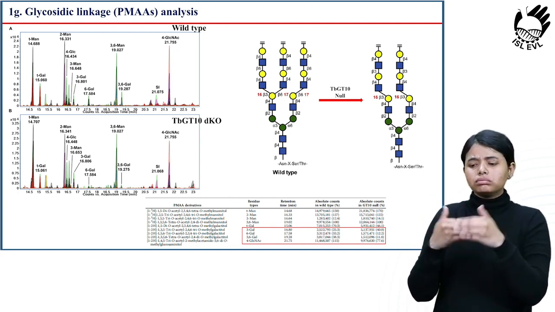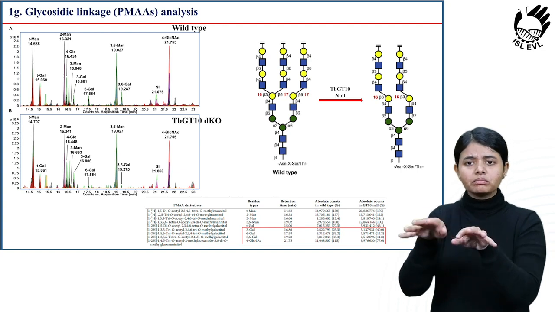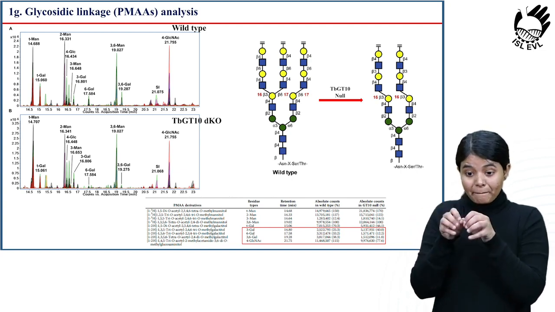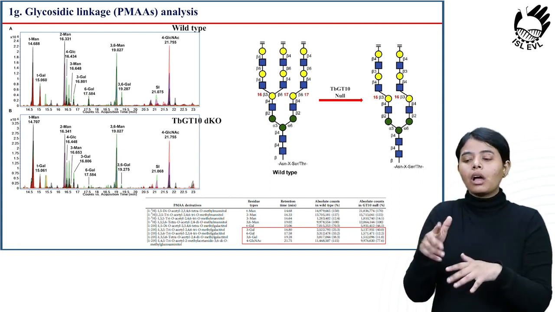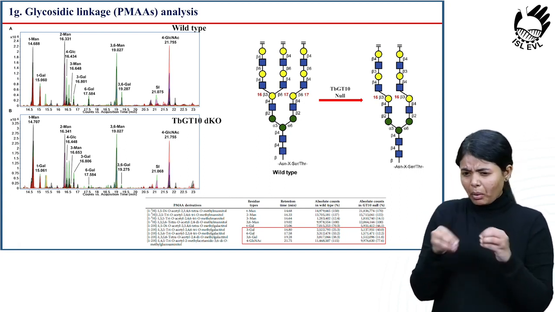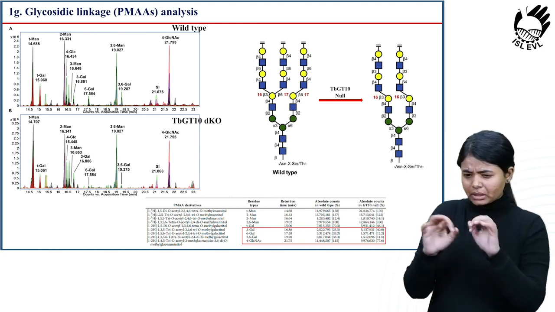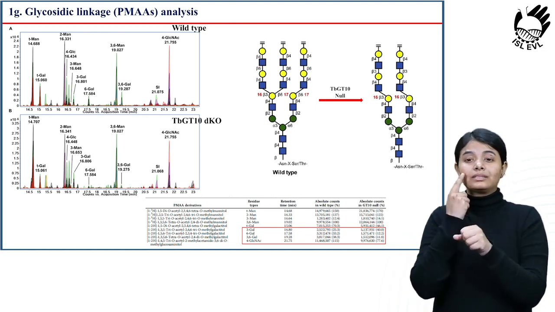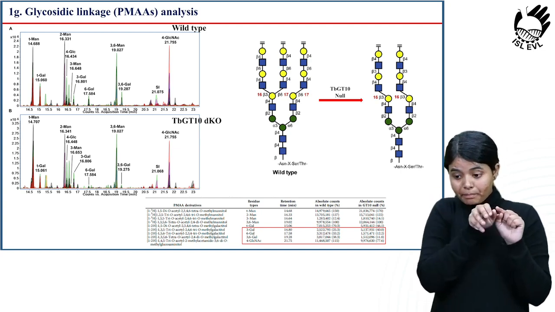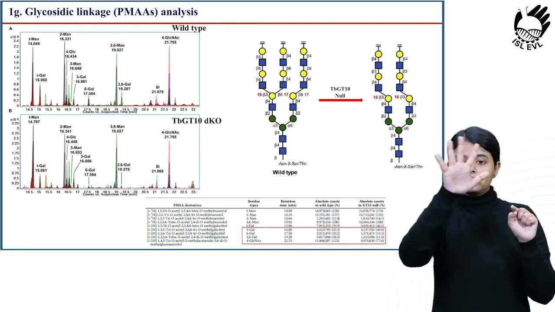So TBGT8 is not only catalyzing its glucanac transferase activity on the 3 arm, but also at the 6 arm, basically trying to compensate for the loss of TBGT10. And that's how these linear arms are getting extended, and that's how we are getting more of 3 substituted galactose in the TBGT10 knockout cell line.